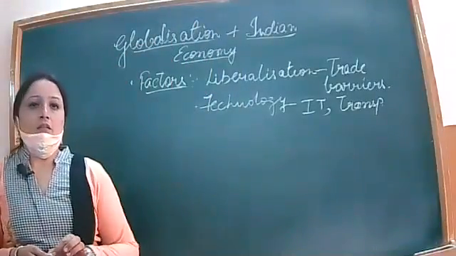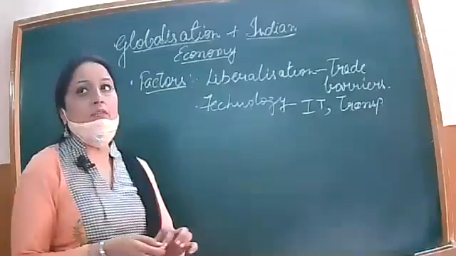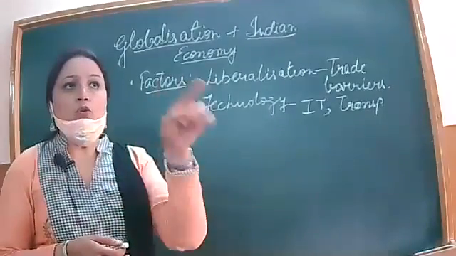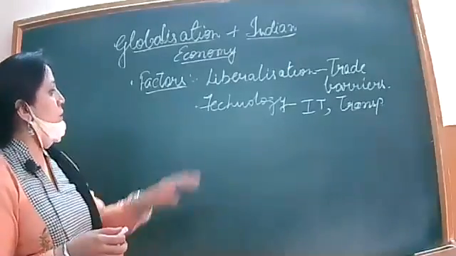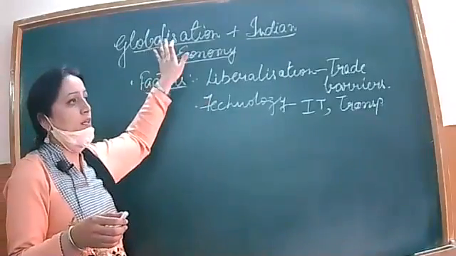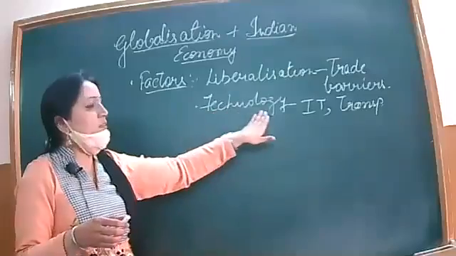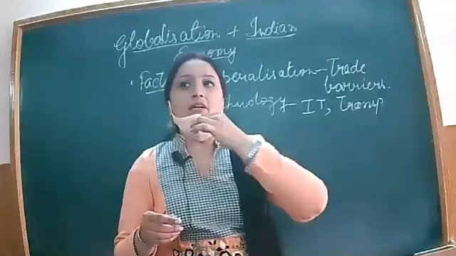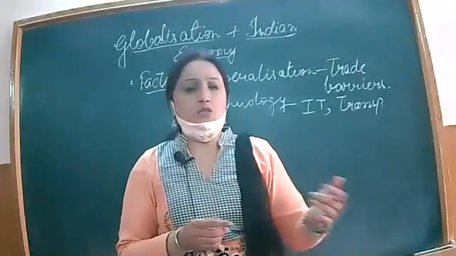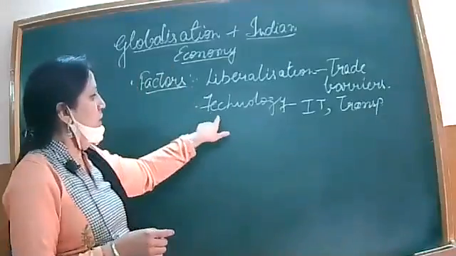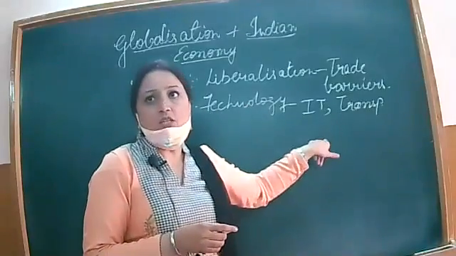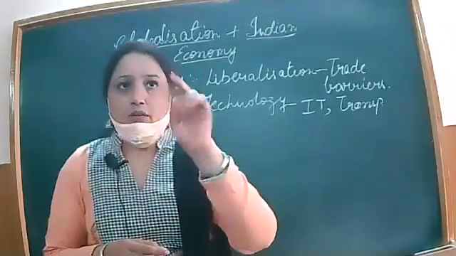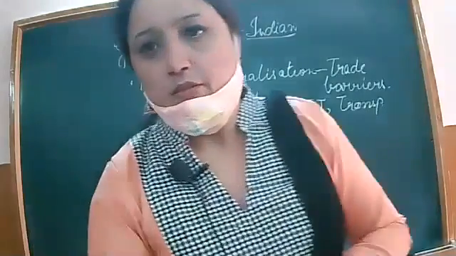So I repeat, globalization, we have discussed. Factors responsible, Bhavya, take out your notebook. The factors due to which globalization has been a success are liberalization and technology. Under liberalization, we have trade barriers, which we are going to discuss thoroughly right now. And under technology, prominently we have means of communication and means of transportation. I'm going to start with these two points one by one.